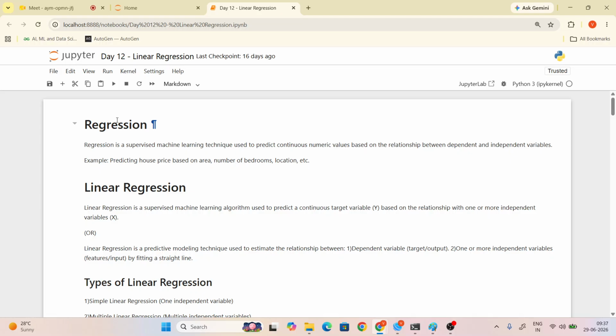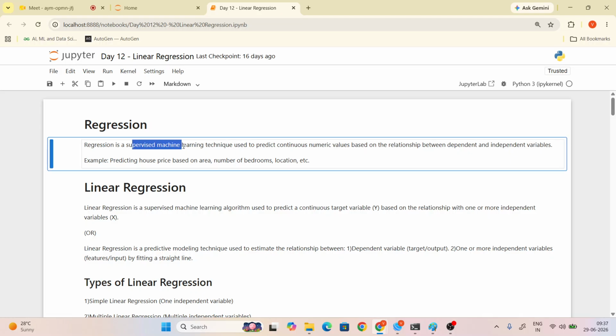So today we're going to see about linear regression. The first one is regression. Regression is also called a supervised machine learning technique. It has an x column and a y column, where x is denoted as chocolate and y is denoted as rupees. It is used to predict a continuous numeric value, the relationship between X and Y, the dependent and independent variable.